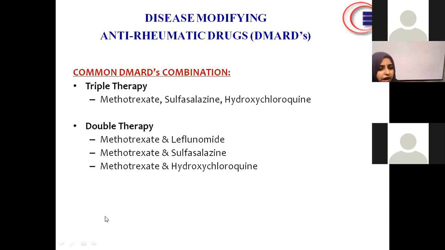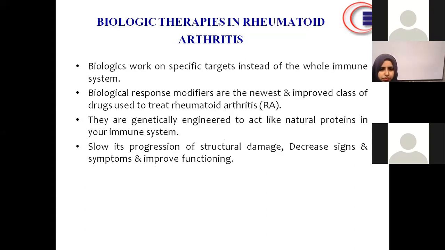Okay, now we have common DMARD combinations. They are methotrexate, sulfasalazine, and hydrochloroquine. Either we go for triple therapy, or we go for double therapy. That is methotrexate and leflunomide, methotrexate and sulfasalazine. So methotrexate is everywhere. ठीक है, methotrexate हर जगह लगा देना, उसके साथ ऐड कर देना. That's it. Okay.